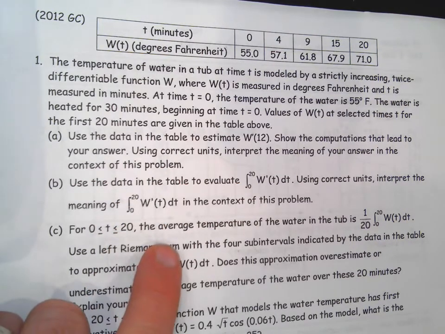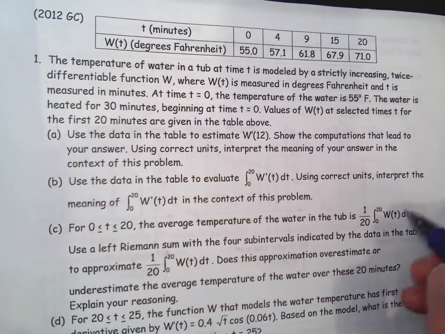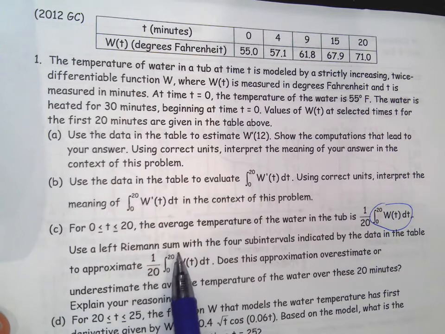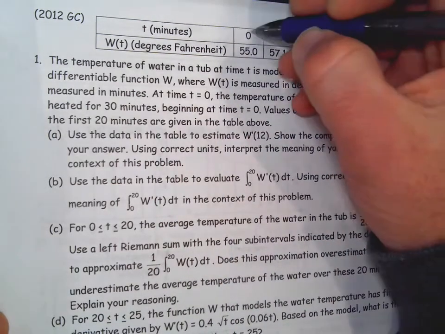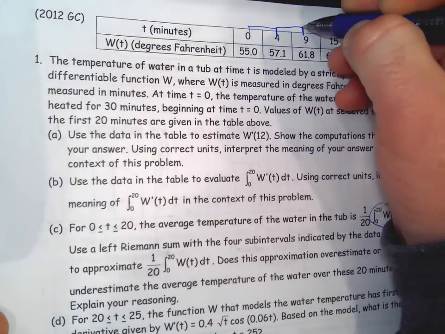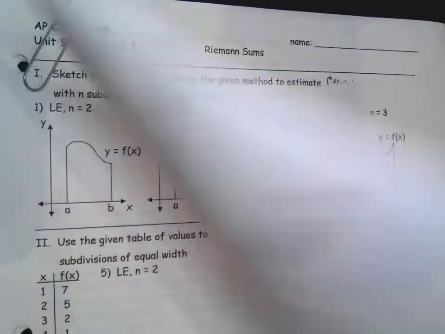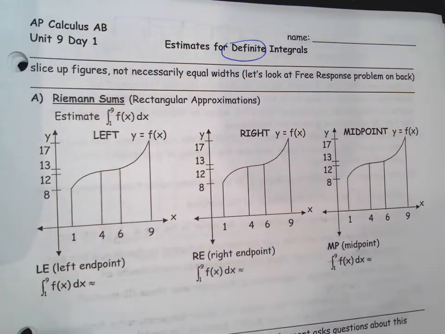part C, it says the average temperature of water in the tub is, and so we're going to try and integrate W. And that means, one way to interpret that is by finding the area under the curve. We use the left Riemann sum with 4 subintervals based off of what's given here. You can see it's 1, 2, 3, 4 subintervals.